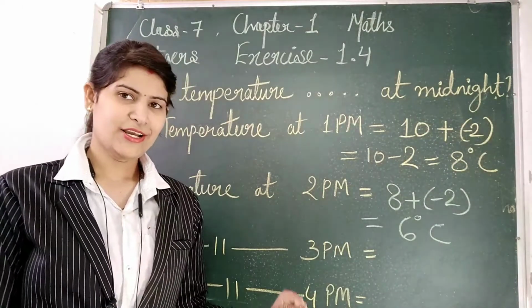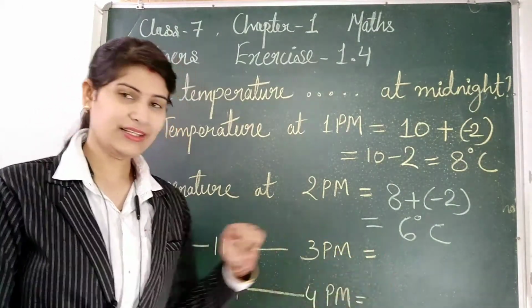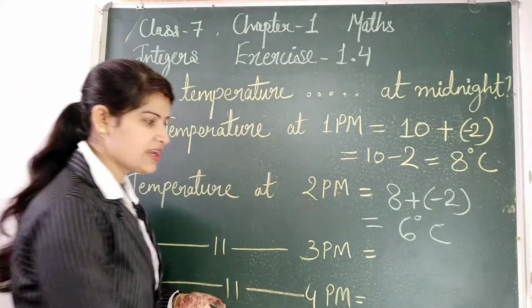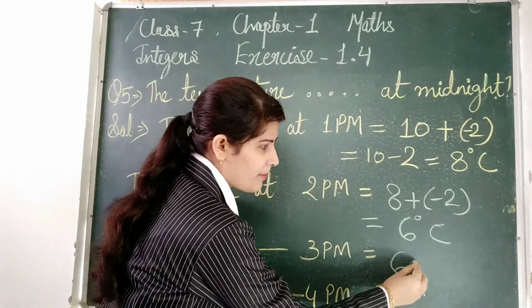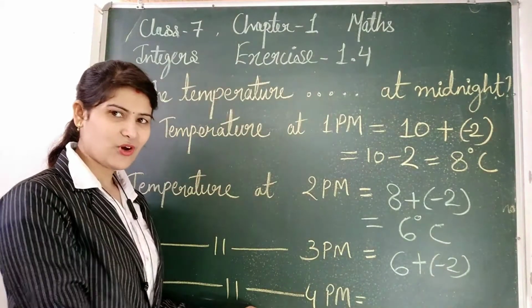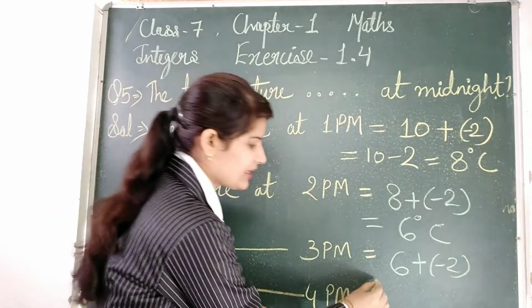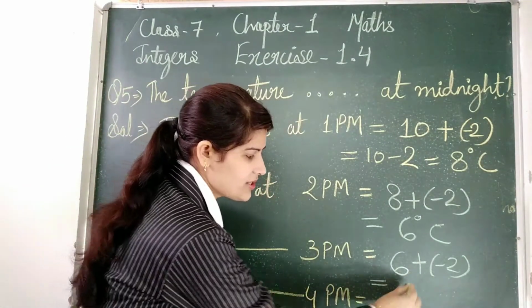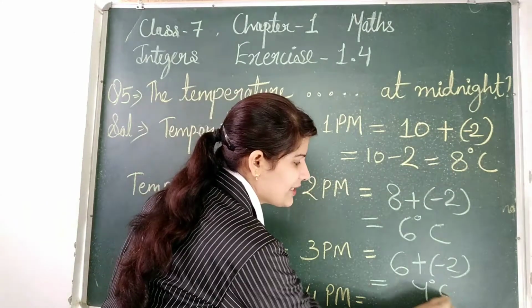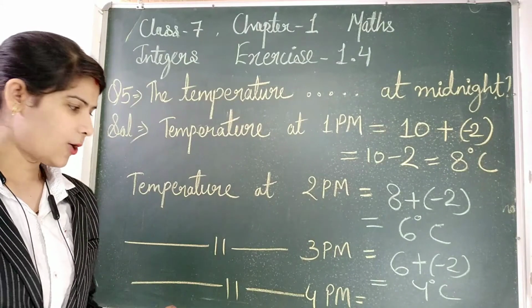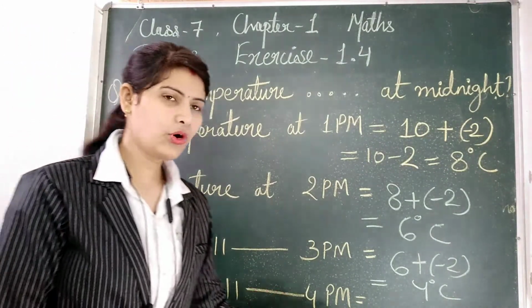Now take the 6 degree temperature at 3 p.m. What temperature? Now 6 plus minus 2. Again solve this step by step and you will get the answer. Plus minus is minus, so 6 minus 2 is 4. Temperature at 3 p.m. is 4 degrees Celsius. Now temperature at 4 p.m.